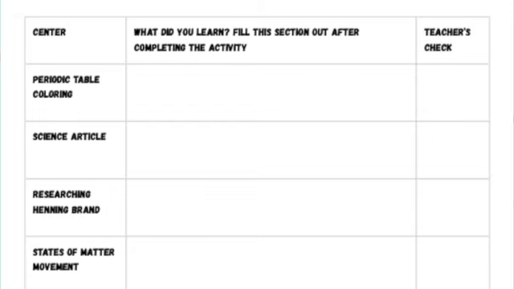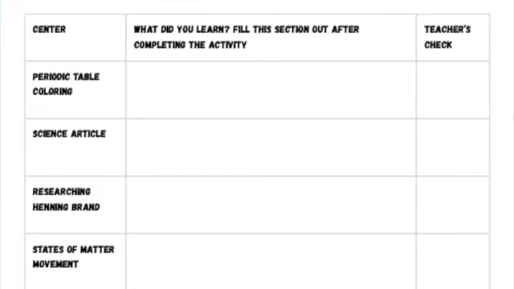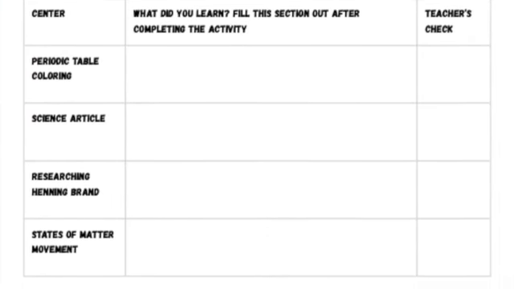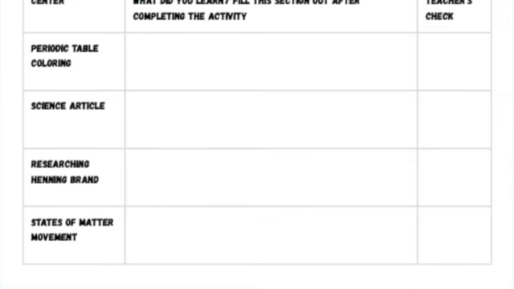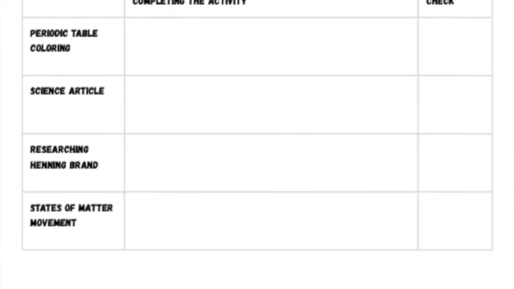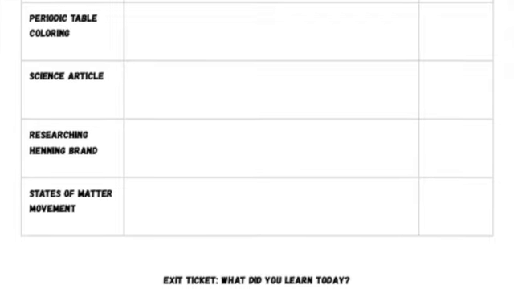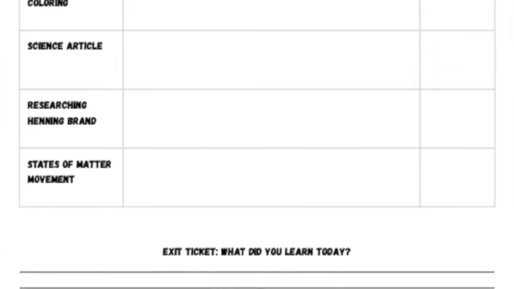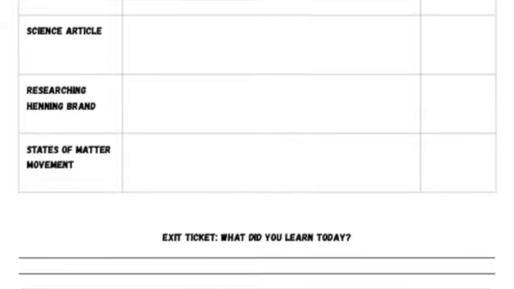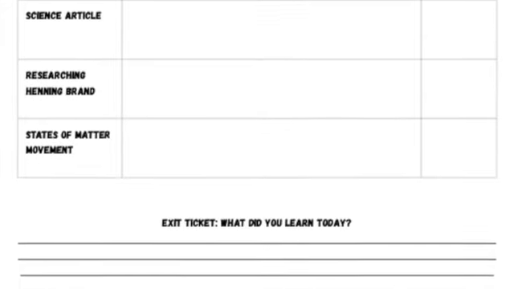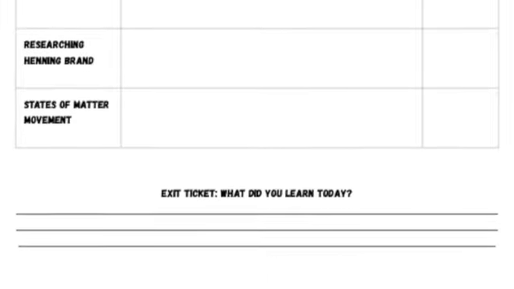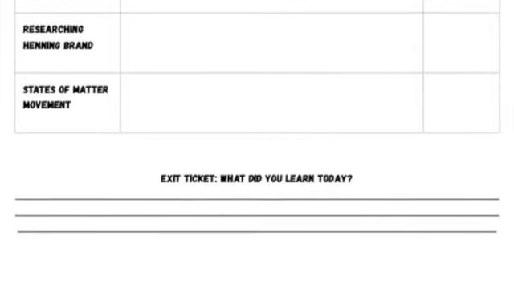They'll put their name and their period, and then one side will have what activity it is. The middle section will be what they got from the activity, what they enjoyed, what they learned, and then the last part of the self-assessment rubric is a teacher check, which will either be me marking off with a pen or a stamp that I have seen them complete the activity and that it is to my liking.